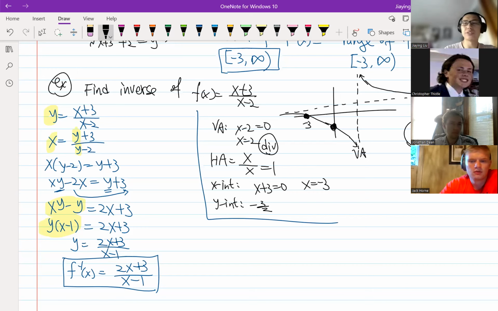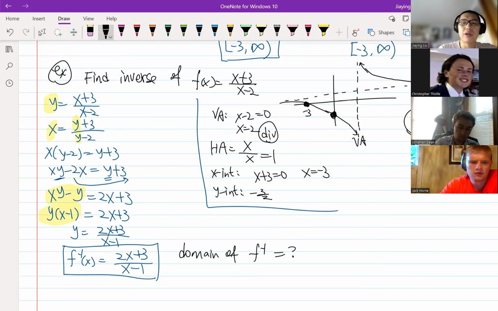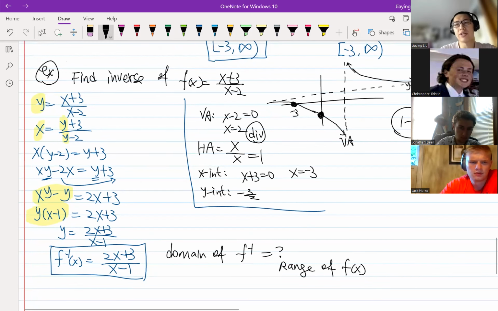Okay, so any questions? Okay, so now let's just say we want to find the domain. So what is the domain of this inverse function? Well, we could graph it, but since I already have a graph of f of x to begin with, and f of x is 1 to 1, what we're going to do is just find the range of f of x, the original function, since I already know the graph.